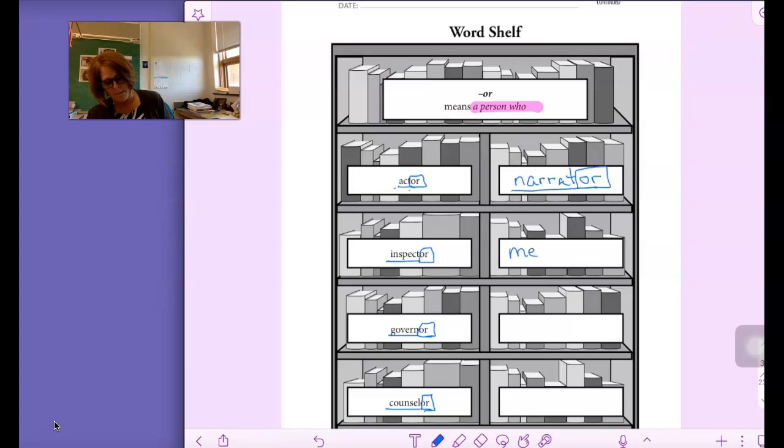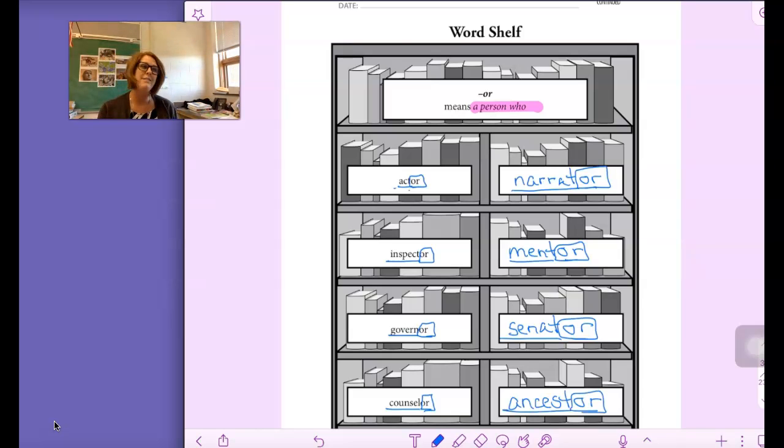How about mentor? Mentor, a person who ments. I need to look that one up actually, because a mentor is sort of a person who teaches, a person who helps you. Senator, a person who is in the Senate. Senate again has a silent E and we added OR. And finally, let's do ancestor. Ancestry, an OR, a person of ancestry.